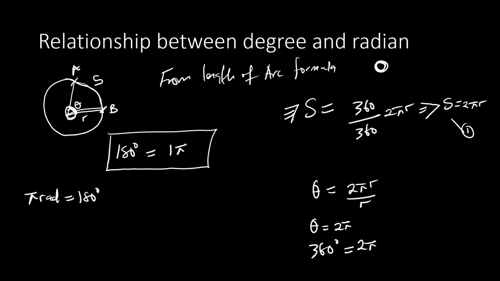This can be written another way. You can say that 1 degree equals pi over 180 radian. So just note that this is what we are looking for: pi, which is measured in radian, equals 180 degrees. To better drive this point home, let's look at some examples.